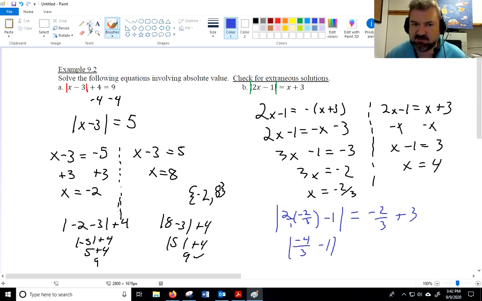But that 1, we know that that 1 is 1 over 1. If I multiply the top and bottom by 3, I'll get 3 over 3, right? Which gives me a negative 7 thirds, in absolute values, which is a positive 7 thirds. All right, this over here, I have negative 2 thirds plus 3 over 1. Well, that 3 over 1, I can call it 9 over 3 if I multiply the top and bottom by 3. And that gives me 7 over 3. Huzzah! That worked. So that was a solution.